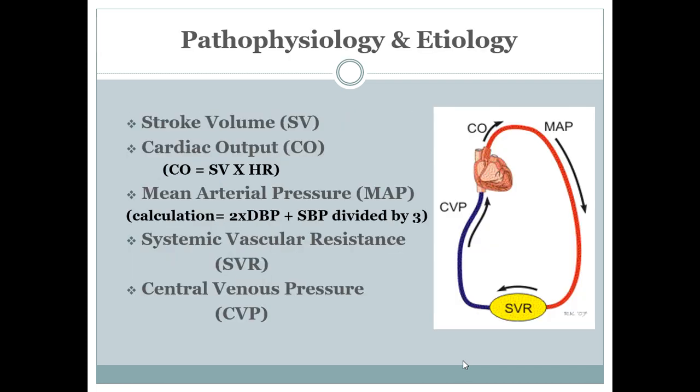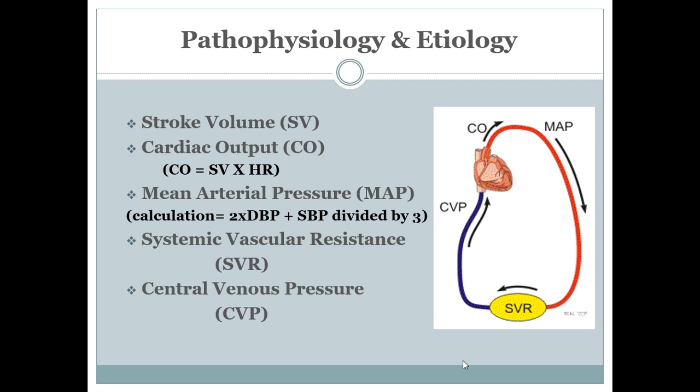All right, so let's look at pathophysiology and etiology. We just mentioned cardiac output is the heart pump. Cardiac output is a calculated function of stroke volume multiplied by the heart rate. So what's stroke volume, which is SV?